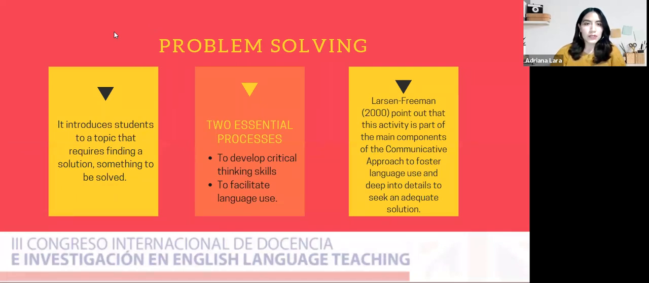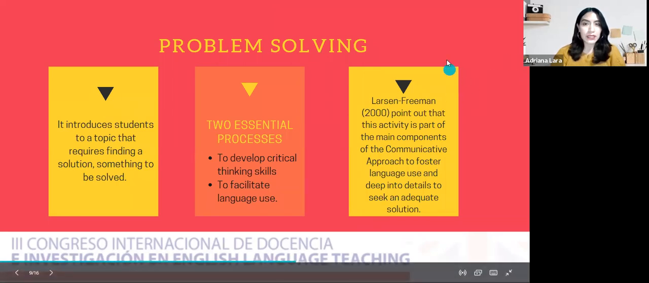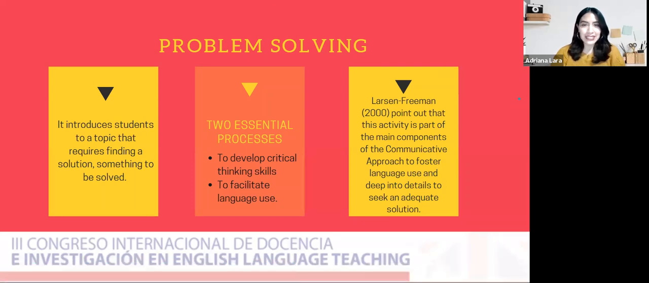This activity involves students working on an activity in order to find a solution. So what the teacher does is to present students with an activity, with a topic that requires finding a solution, something that they have to solve. So this activity involves two essential processes. The first one, as in debates, involves the use of developing critical thinking skills, and it facilitates language use. Consequently, because we are giving students a problem, it becomes an opportunity for them to practice speaking due to the fact it will provide students with the chance to think about ideas, to make suggestions, to analyze the issues to be solved.